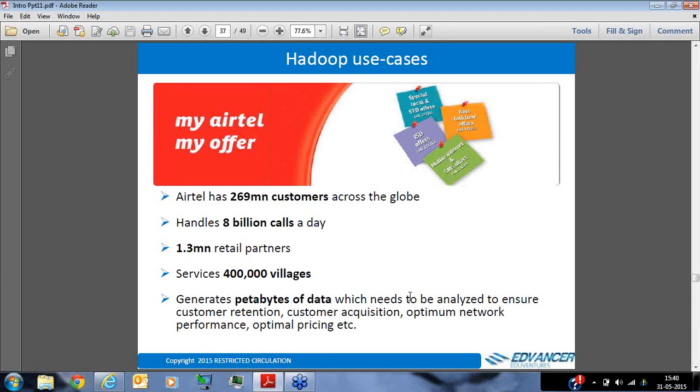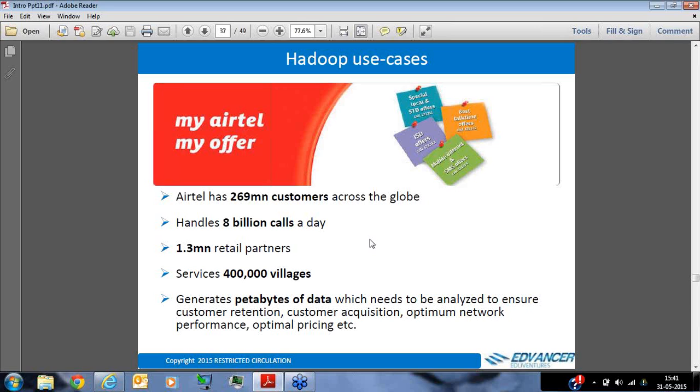Here's another Hadoop use case. A lot of you may have seen these ads, My Airtel, My Offer, where they provide personalized offers for you, or rather for a certain segment of customers. Now imagine the amount of data that Airtel is generating. It has 269 million customers. It handles 8 billion calls a day, 1.3 million retail partners across 400,000 villages.